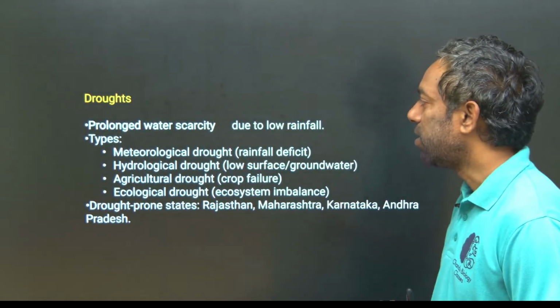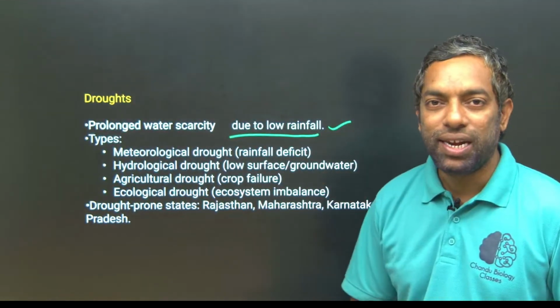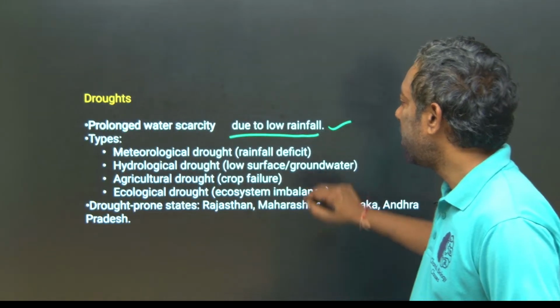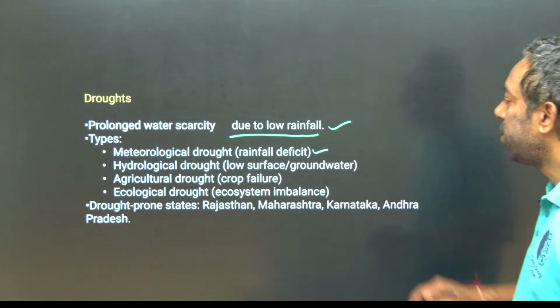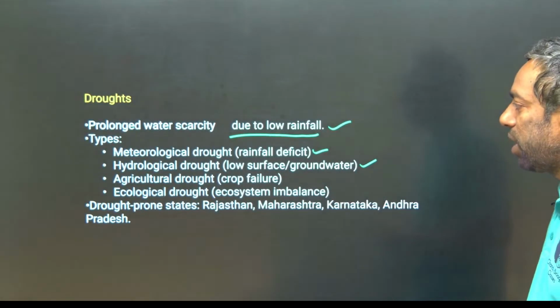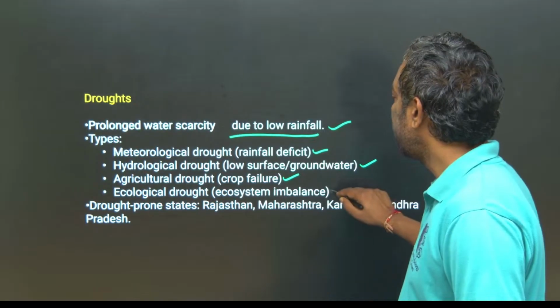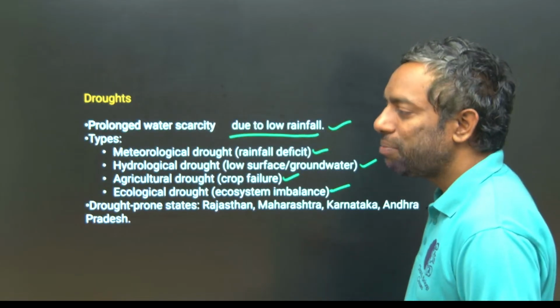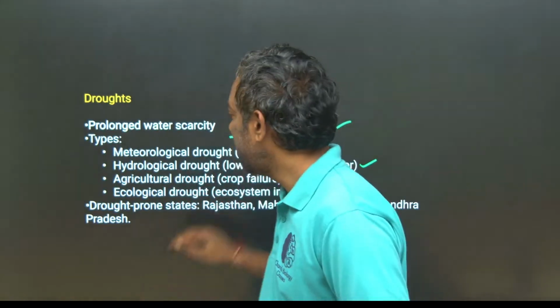It is prolonged water scarcity due to low rainfall that leads to drought. Meteorological drought is when rainfall is very low. Hydrological drought is low surface or groundwater. Agricultural drought is crop failure. Ecological drought is ecosystem imbalance. We can apply drought to any system, like ecosystem, agriculture, or other water storage. We can conclude it is rainfall deficit, and drought comes under all of these.